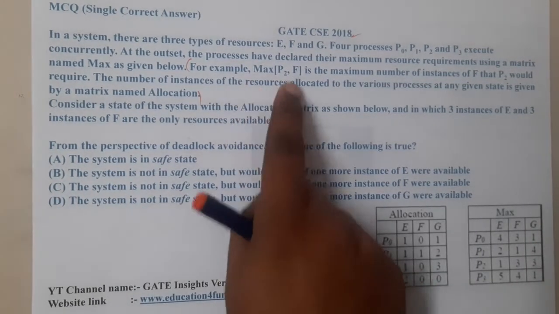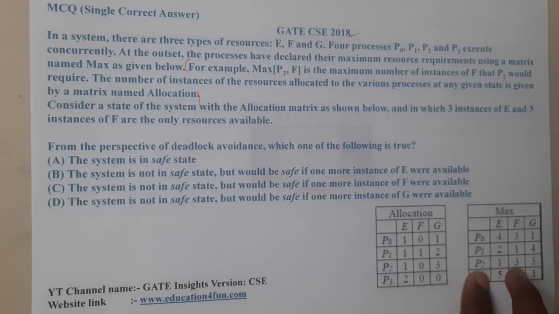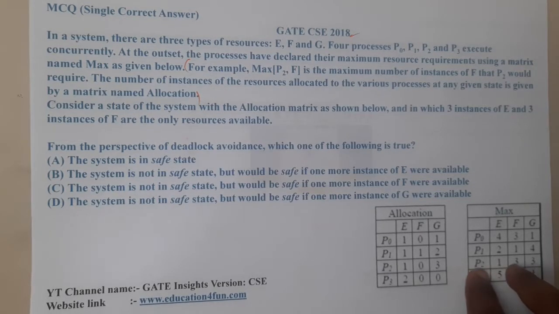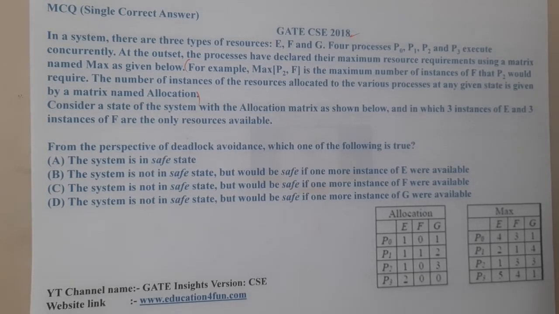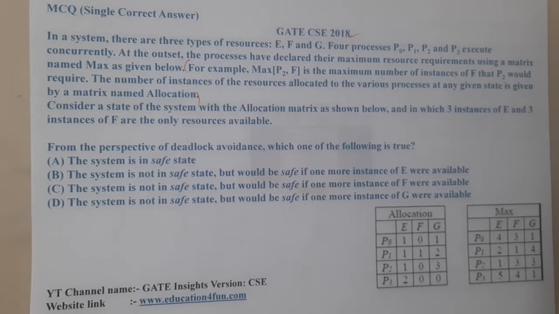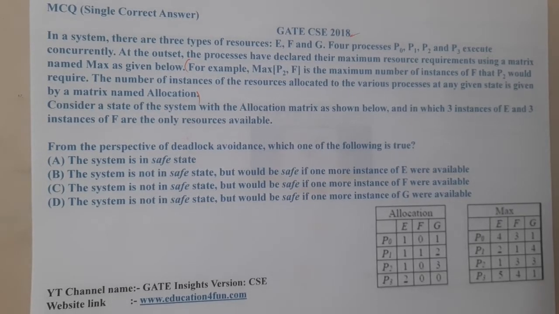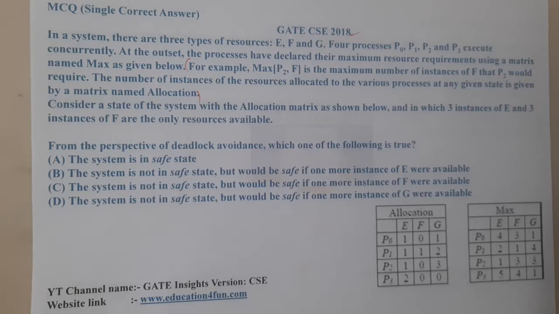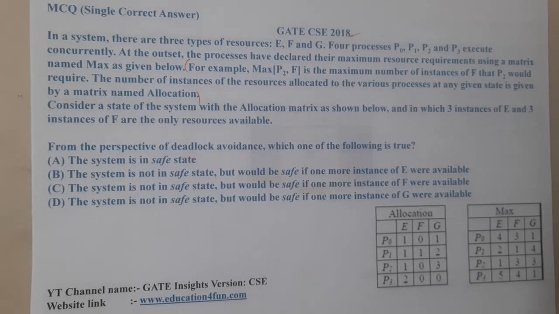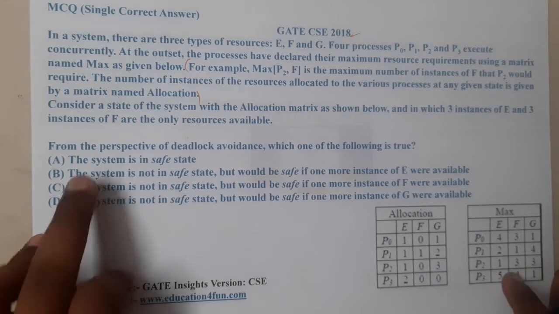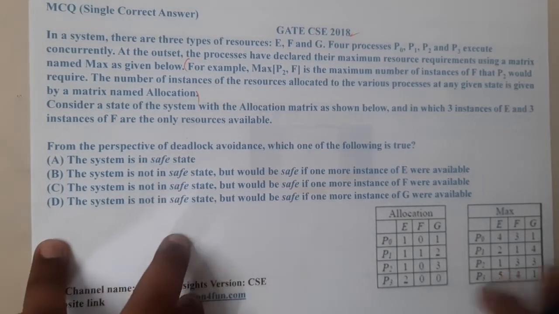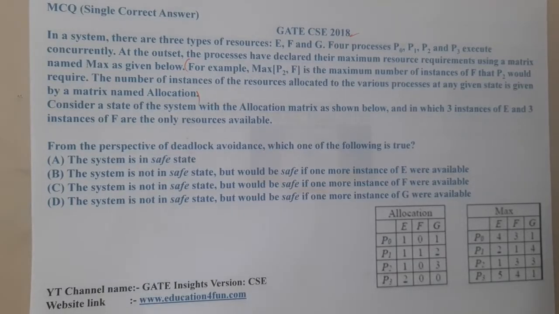For example, P2 comma F. So P2 comma F is a 3. Indirectly they are saying it is the maximum number of instances of F that P2 would require, right? So that's what we already know. The number of instances of resources allocated to various processes at any given state is named under allocation. Consider the state of the system with the allocation matrix shown below, in which 3 instances of E and 3 instances of F are the only resources available. Now they are asking which of the following is true. Is there any safe state or not? And if there is no safe state, who is the reason, right?